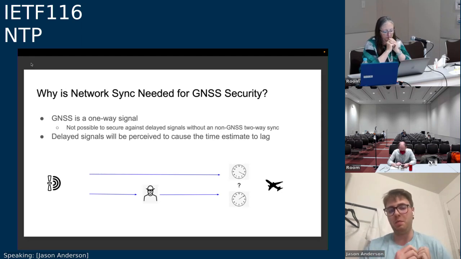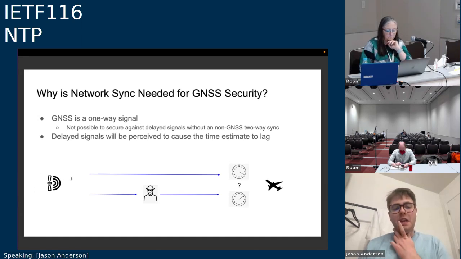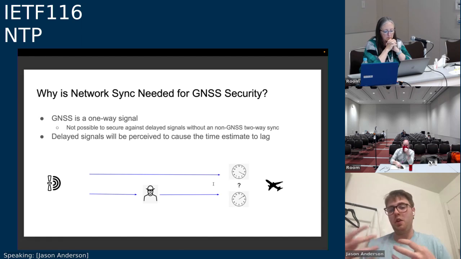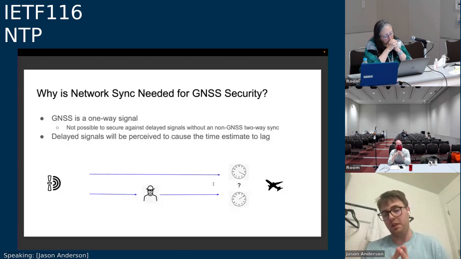The reason for that is if you imagine we start with our GPS satellite, hopefully you can see my cursor. If we submit a signal and there's an adversary in the middle of that signal, this could be a basic repeater, just literally listen and broadcast. The receiver will perceive that the clock is lagging. So we have a one-way signal. There's no way for me to get around this. The only way to do this is with an out-of-band, two-way signal. And if I have that signal, then I can certify that my delay is bounded based off of that network traffic.